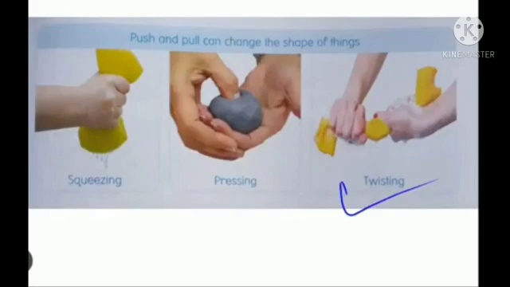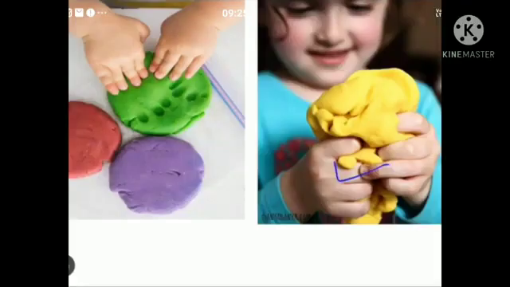How can they change? Squeezing. See how she is pressing. If you press like this, that is called squeezing. And next she is pressing with the finger. And the third one is twisting. Where can you see twisting, children? Yes, when we wash our clothes and are trying to dry them, we twist them and keep them on the rope. Yes or no, children? Yes.